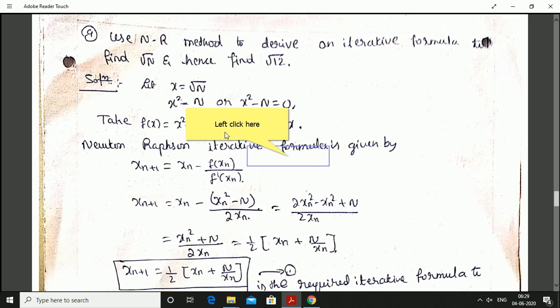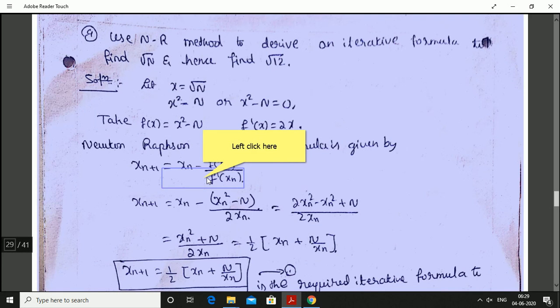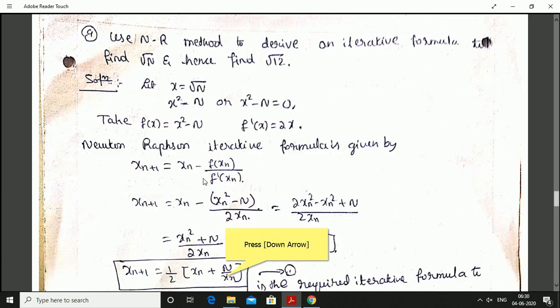Now, the Newton-Raphson iterative formula is given by x_{n+1} = x_n − f(x_n)/f'(x_n). Here f(x) = x² − N, so f(x_n) = x_n² − N. The derivative f'(x) is 2x, so f'(x_n) = 2x_n. Now substitute the values into x_n − f(x_n)/f'(x_n).